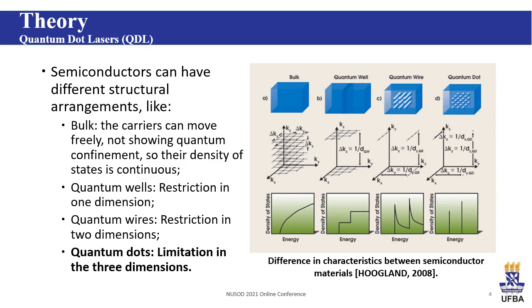The second one is the quantum wells. They have restriction in one dimension, so that changes the density of states. The third one is the quantum wires. They have two restrictions. And the last one is the quantum dots, illustrated in the last column. They have a limitation in the three spatial dimensions, showing a density of states centered on a few wavelengths. In the case of this study, it's just two, the ground state and the excited state. And so you can see here the dual-state emission, the object of the work.